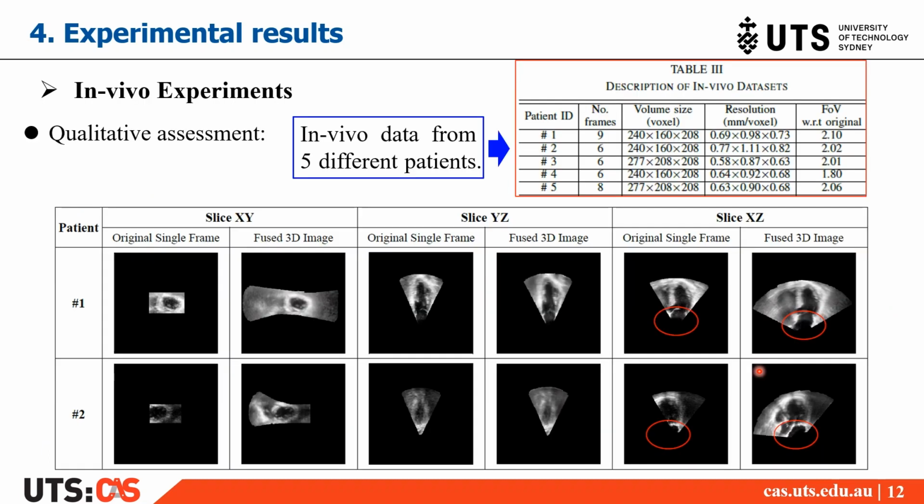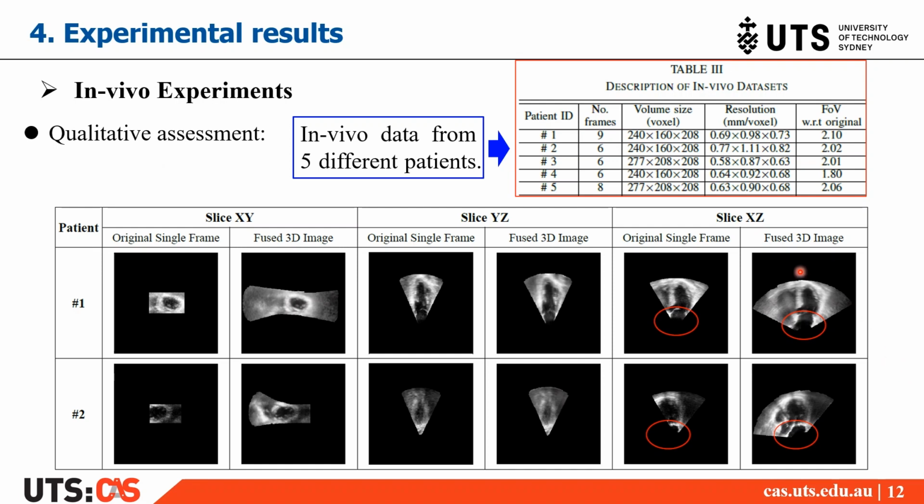In in vivo experiments, 3D TE images from 5 different patients are collected using a 2D array transducer with the assistance of the ECG gating technique to eliminate deformation in the collected images. The evaluation of the results is performed based on the quality of the global images and aligned images, since the ground truths of the in vivo datasets are usually not available in practice.